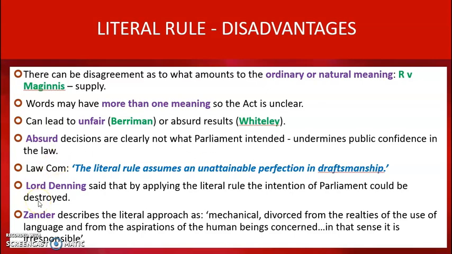Lord Denning famously didn't like this rule, as we know. He preferred the purposive approach, and he said that if you apply the literal rule, the intention of Parliament could be destroyed, which undermines the law itself. And Zander describes the literal rule as mechanical, divorced from the realities of the use of language and from the aspirations of the human beings concerned. And in that sense, it's irresponsible.